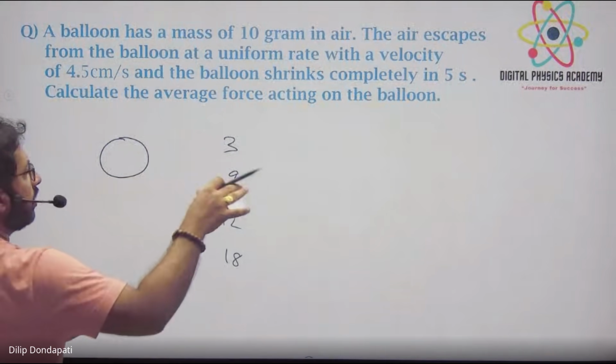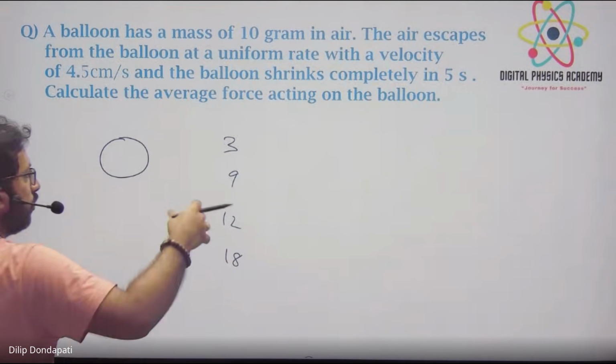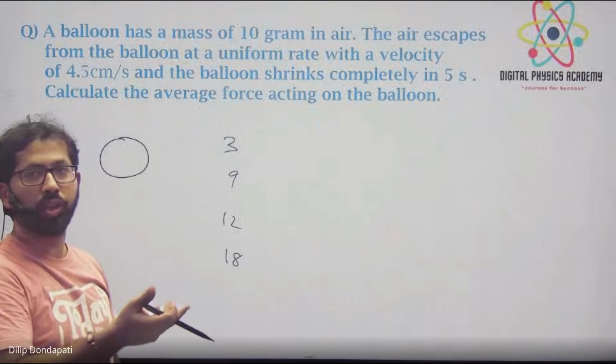Balloon है. Suppose should we use that formula, the m dv by dt plus v dm by dt? Oh, I can use anything. Force will get at that instant में. What is the force? Well, average force acting on the balloon. मतलब at that point also we can find directly. No problem.